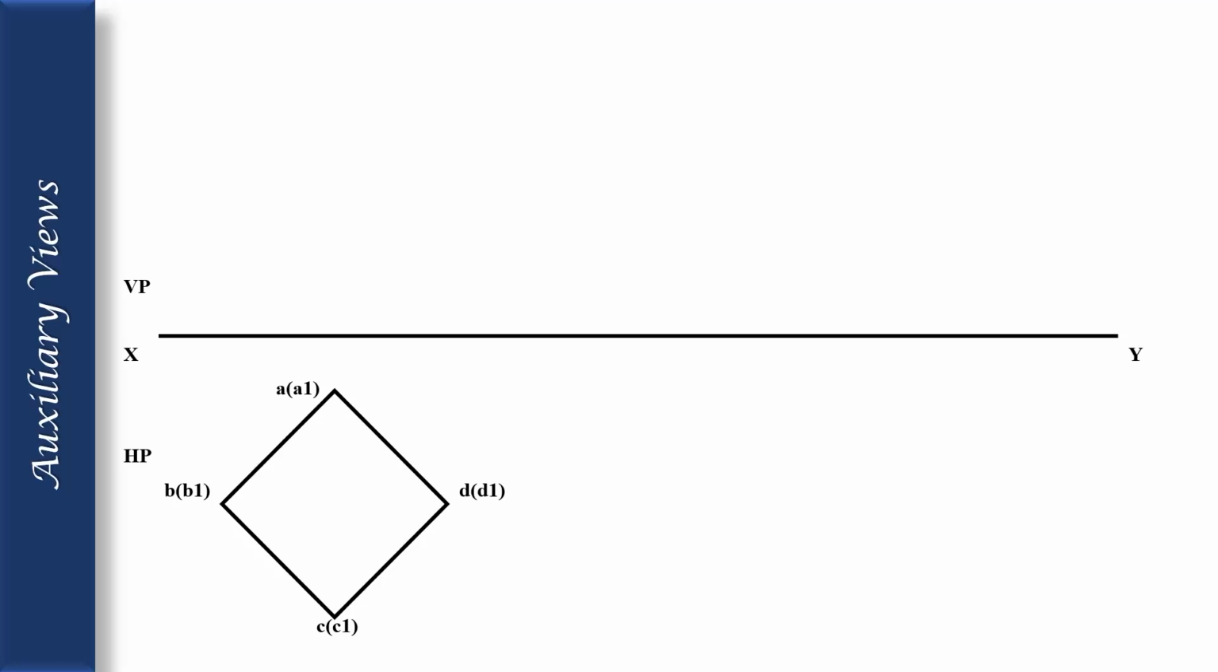Okay, so first draw the XY line and then mention VP and HP, vertical plane and horizontal plane, and in the horizontal plane draw the cube. One corner of the cube must be on the base. That's why we have drawn the cube on the horizontal plane itself.